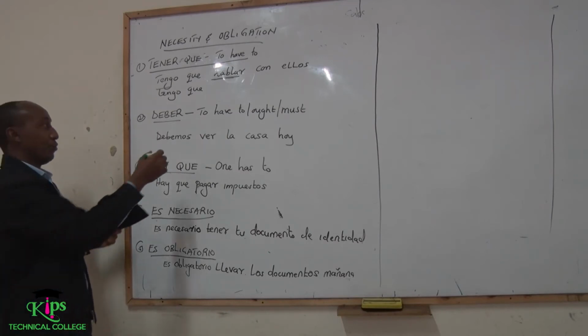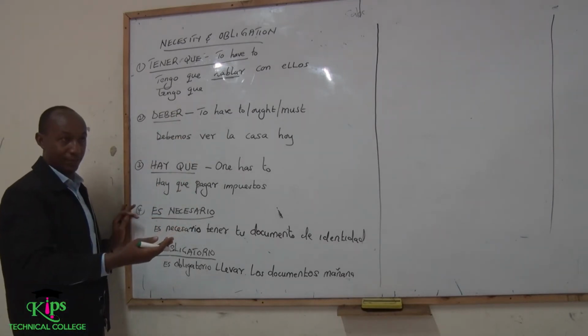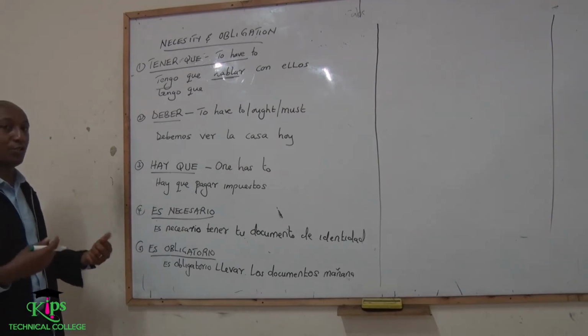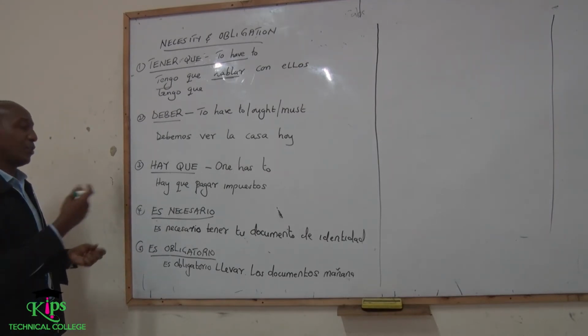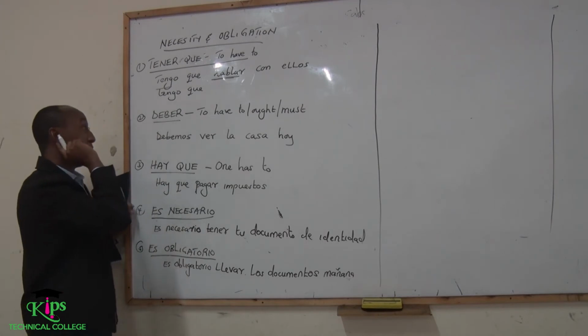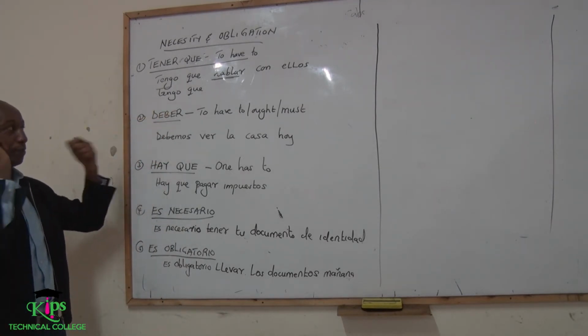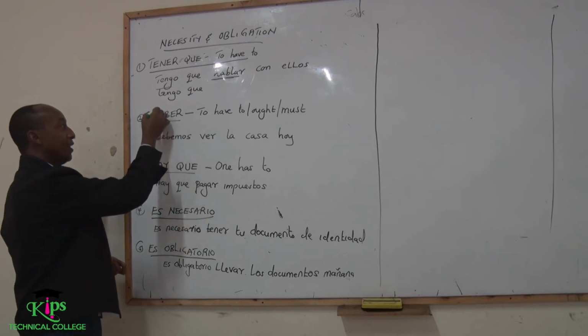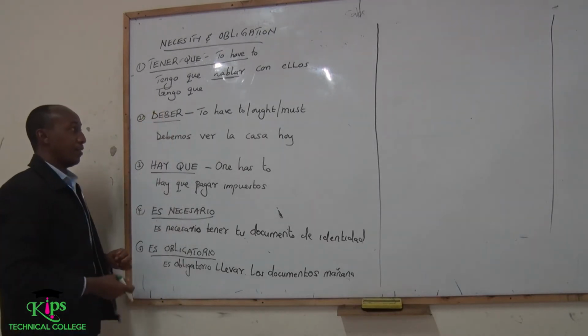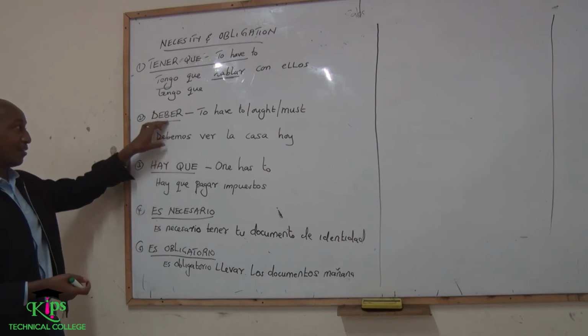You can use third person, you can say tenemos que comer, we have to eat, tenemos que estudiar mucho. You can use any form of tener so that you can show what you call the necessity or obligation. Number two, we also have the verb deber, which is easy to use. The first step is conjugating the verb in the present tense.